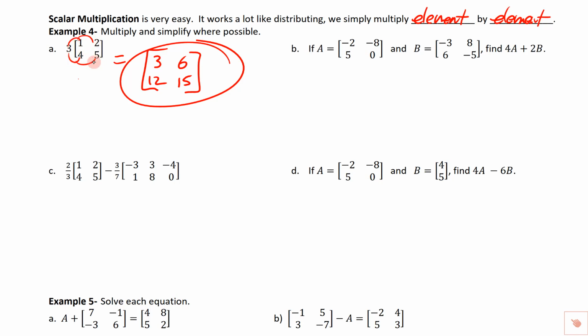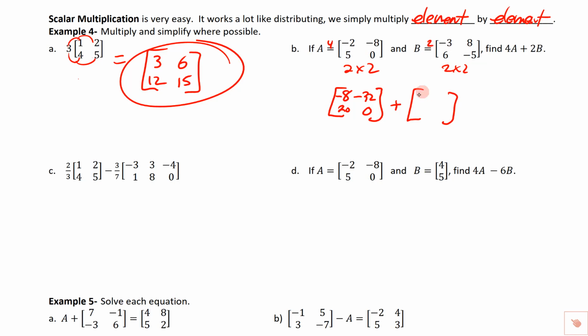Now, on example B, it's got matrix A and matrix B. You'll notice that they are both 2 by 2s. That's important. And it wants us to find 4 times A plus 2 times B. So here's what we need to do. We need to multiply a 4 into each one of these, and we need to multiply a 2 into each one of these. So we're going to write down what we get here. So this is going to be -8, -32, a 20, and a 0. And then we're supposed to add what we get when we do scalar multiplication with a 2 on the outside and then whatever matrix B is on the inside.